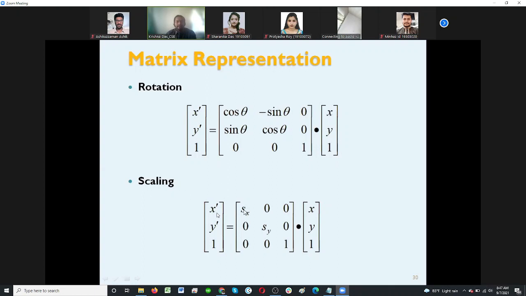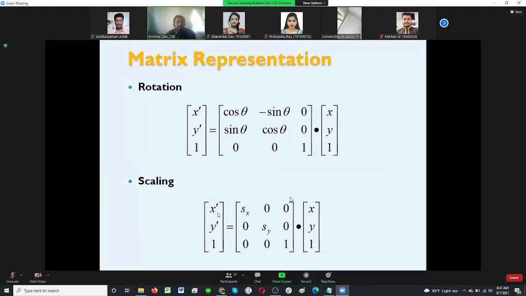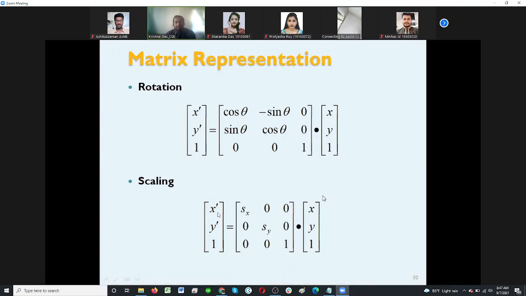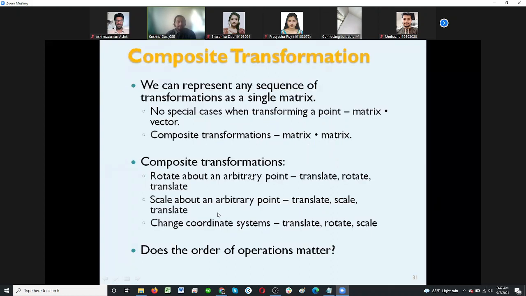And for the scaling factor, that matrix was s of x, 0, 0, s of y. Now we added that 1 for the y z coordinate, and have the dot product with x, y, and 1, as we have seen. We are having a dot matrix product, and also when we go for composite transformation, with multiple different transformations at a time.